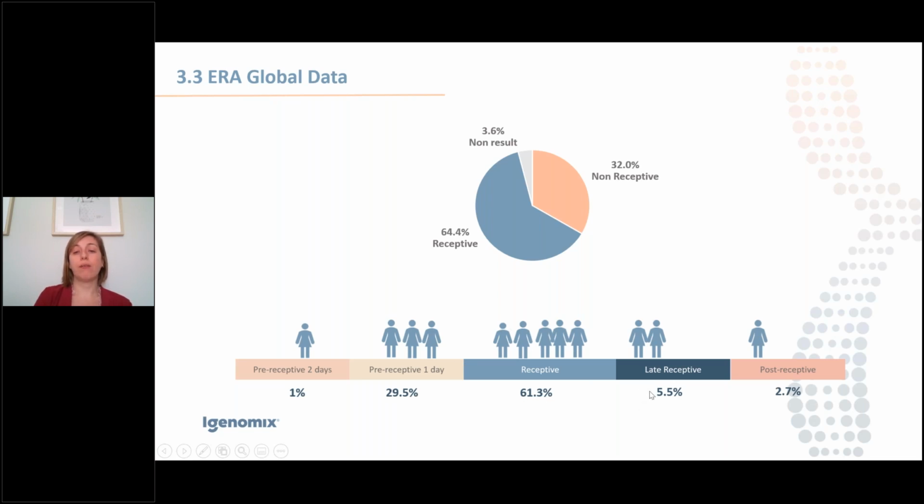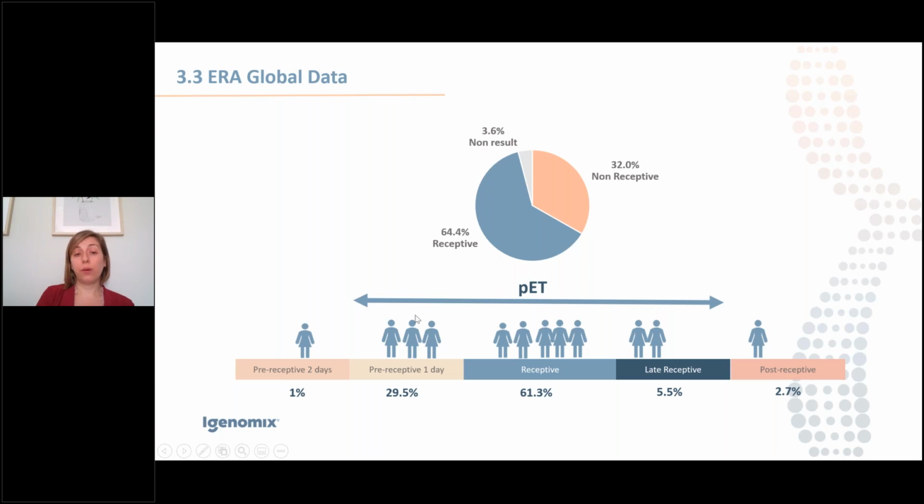Then we have a 5.5% of cases late receptive, and then between the non-receptive category, we will have that almost 30% of patients will need just 1 more day with progesterone. They are pre-receptive, needing 1 day. There are few cases that need 2 more days or that result post-receptive.